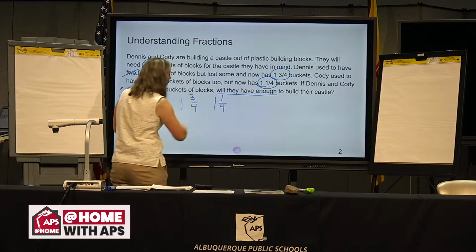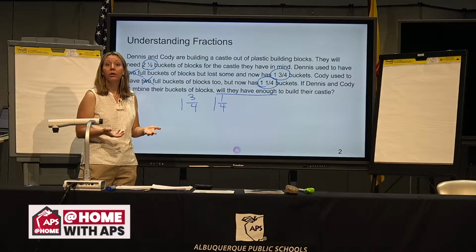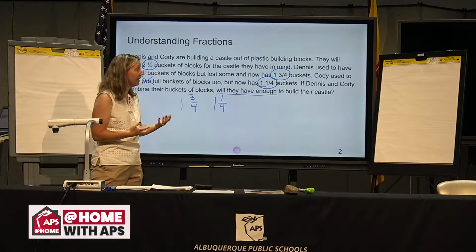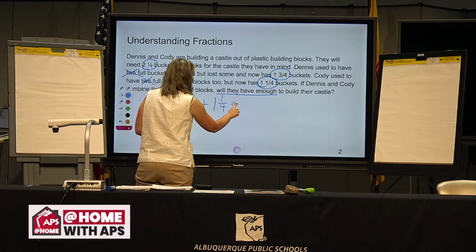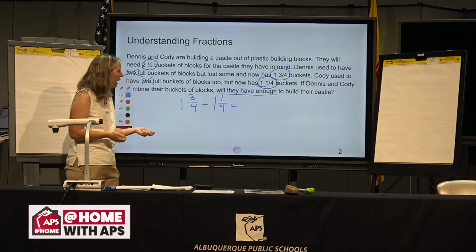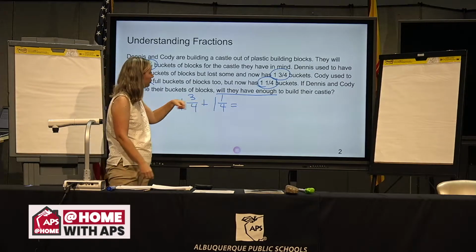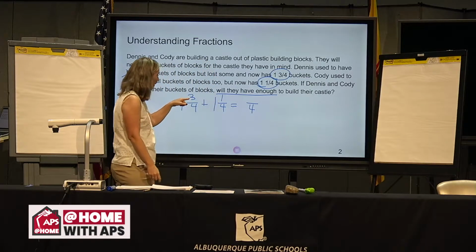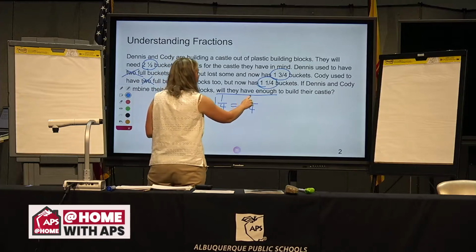So what operation do we need to do to figure this out? Right, we need to add so that we can figure out how much Dennis and Cody have combined. So I'm going to go ahead and add that. And I like to add my fractions first. So I'm going to add 3/4 plus 1/4. So I know my denominator will be fourths. And then I add my numerators. 3 plus 1 is 4.